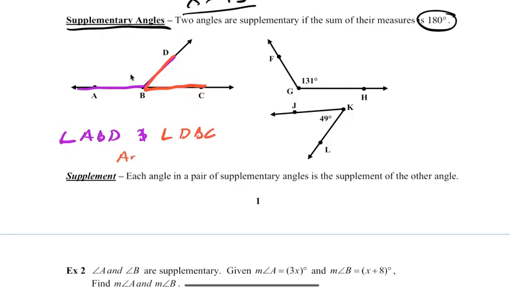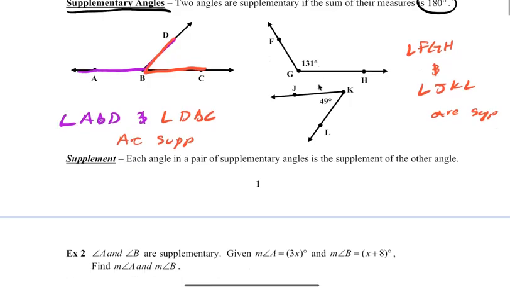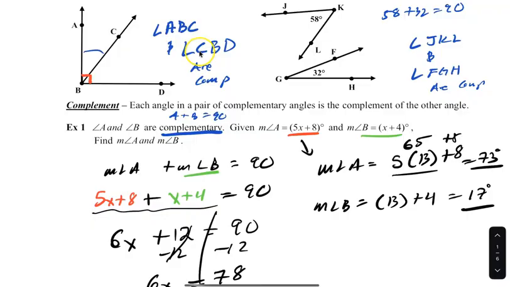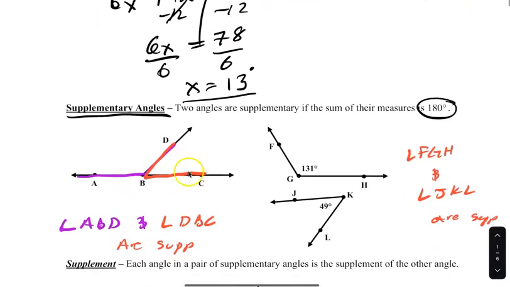They are supplementary. Now remember, you can name the angles differently, you just have to make sure B is in the middle. So you could say DBA and CBD, same thing, are supplementary. And the same thing here, 139 plus 49 is 180. So angle FGH and angle JKL are supplementary because they add to be 180. So complementary angles add up to be 90, supplementary angles add up to be 180.